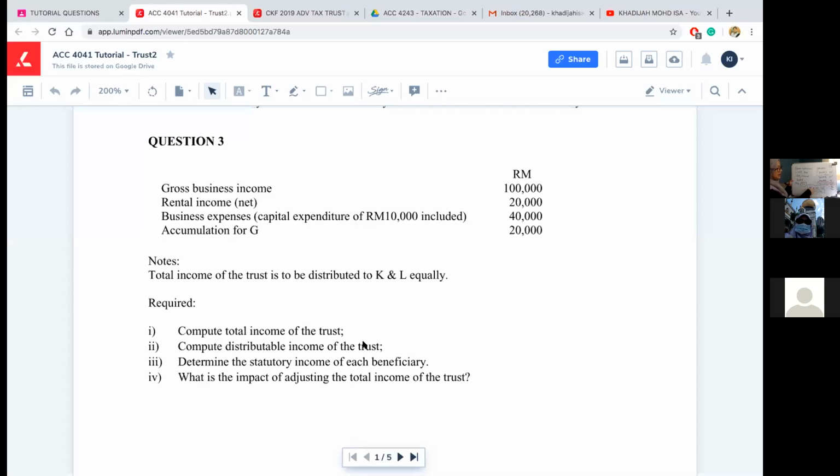Why? Because bila ada accumulation, you have to recompute your deemed total income. Alright. So what is the impact of adjusting total income of the trust? It means that initially it was 90, then you adjust jadi 60. Impact dia apa? Lower lah statutory income. Bila lower statutory income means that the beneficiary will pay lower tax. Alright, because why? The statutory income takes into consideration accumulation as well as the distributable income. Yeah, so that answers your question number 3.